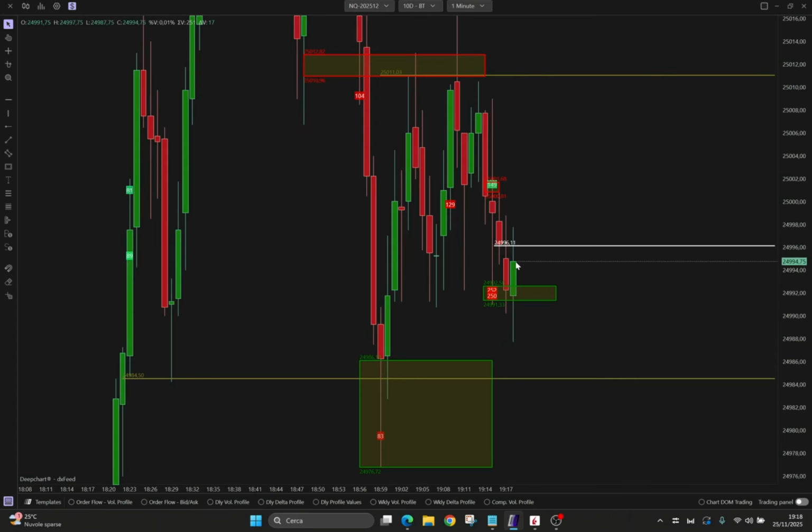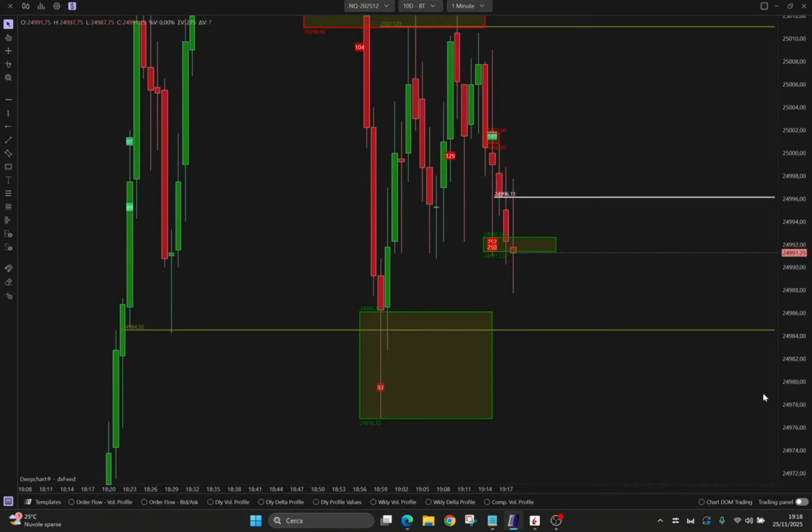And usually the gaps give you a continuation in the direction in which they got created. Okay, because the gaps are inefficient price action delivery. It's a lot of pressure. So when they got rebalanced and rejected, okay, they are a really important part of information.